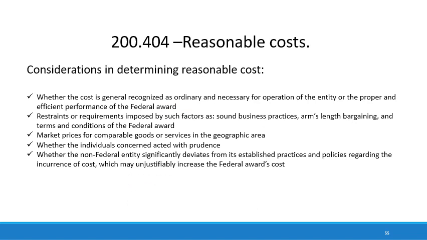Items you should consider in determining whether an item is reasonable or not: is the cost considered ordinary and necessary for operation of the entity or the proper and efficient performance of the federal award? Are there any restraints or requirements imposed for this purchase, such as sound business practices, arm's length bargaining, and terms and conditions of your federal award? Are the market prices comparable for goods or services within your geographical area? Whoever is purchasing this, are they acting with prudence? And is the purchase within your established practice and policy guidelines?